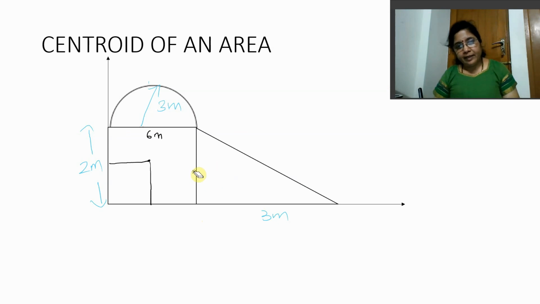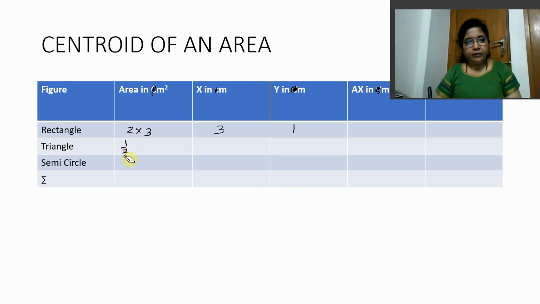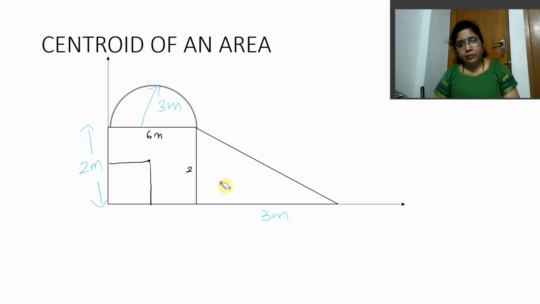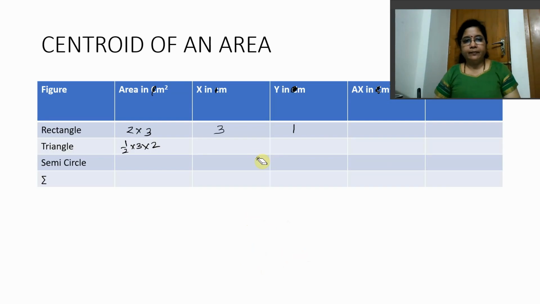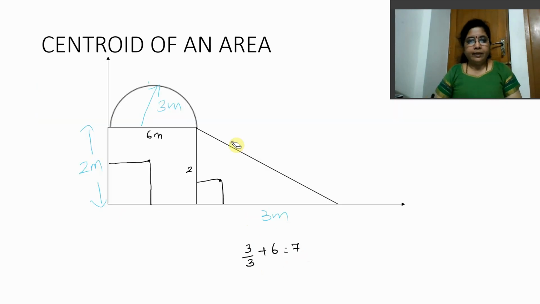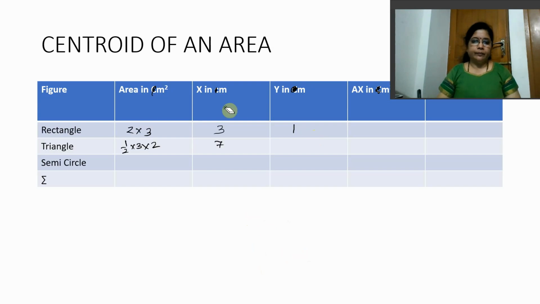Now, let us go on to the next, which is the triangle. For the triangle, this side is 2. The base is 3 meter. So, what is the area of the triangle? Half, base is 3, the height is 2. What is x? So, this is going to be a centroid of a triangle. We have already discussed this. So, for x-axis, it is going to be 3 by 3 plus this entire length, which is going to be 6. So, it is going to be 7. What about y? Now, y is going to be straightforward for you. It is going to be 2 by 3.